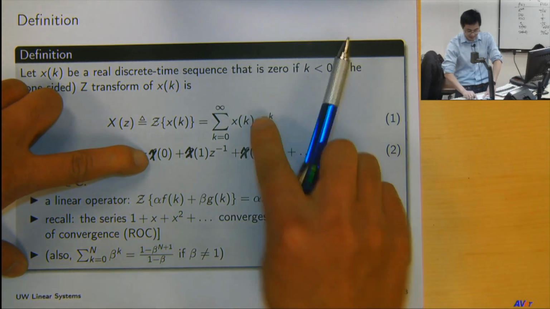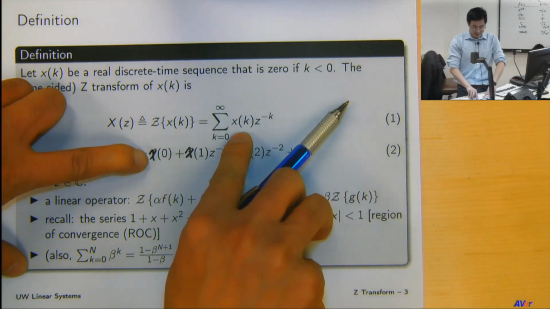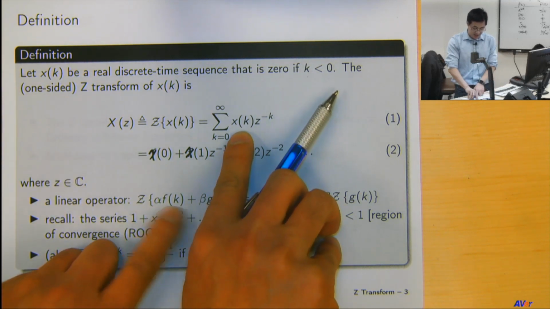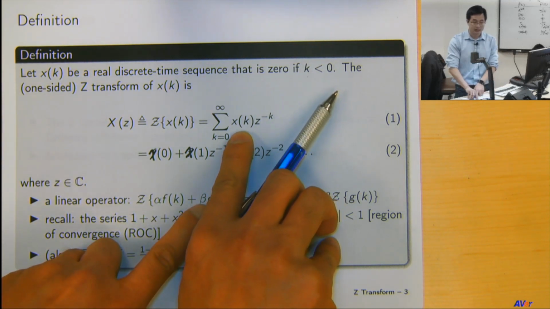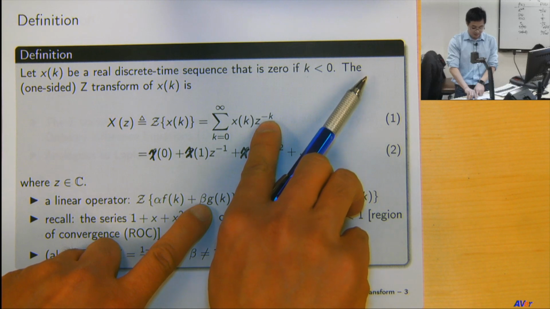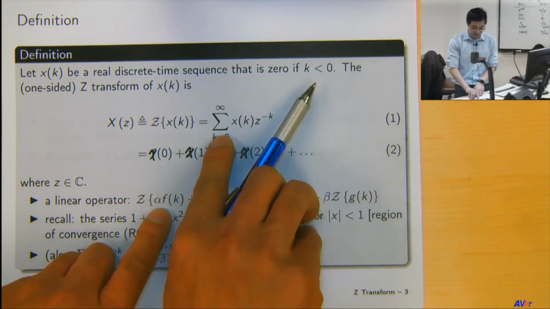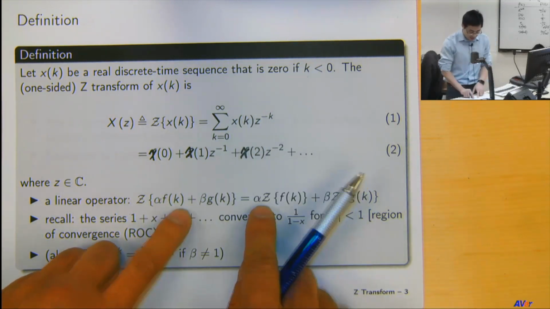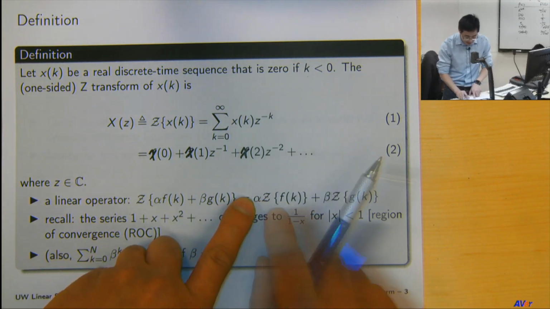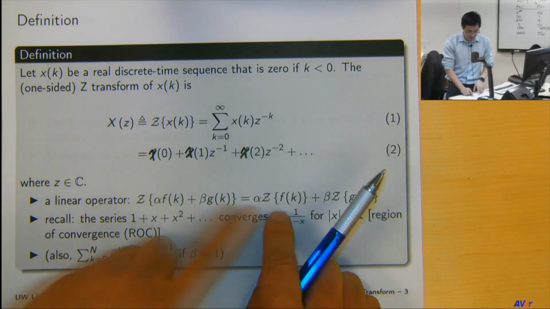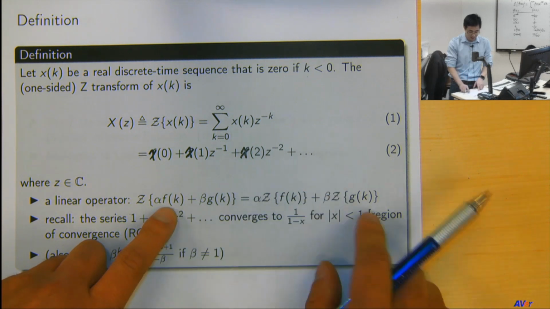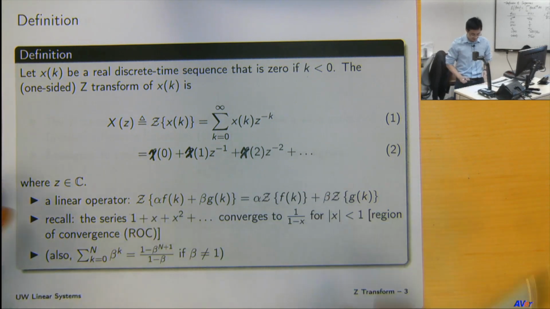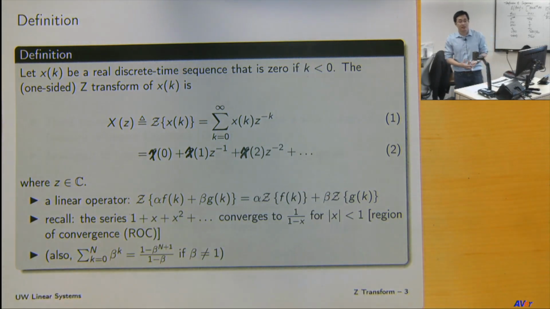So it satisfies the superposition principle. You can replace x of k by, let's say, alpha times f of k plus beta times g of k. Then this term doesn't change at all, and the summation doesn't change. So it's going to be the linear combination of the z transform of f and g. So that gives us immediately a good impression. This is a nice definition. It has good properties.